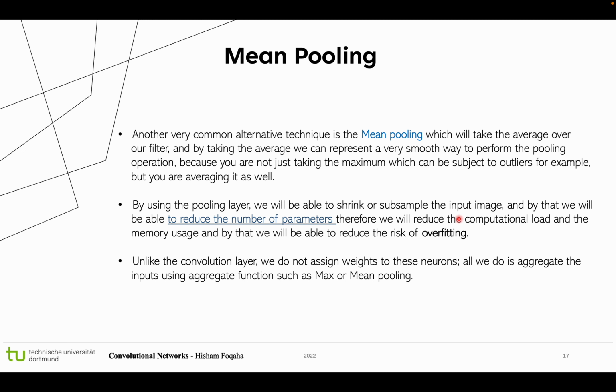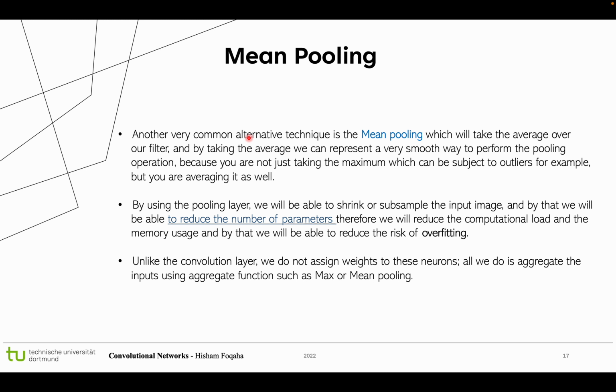Another very common alternative technique is called mean pooling, which takes the average over our filter. So here, instead of taking the maximum number, we take the average of our filter. By taking the average, we get a very smooth way to perform the pooling operation, because you are not just taking the maximum, which can be subject to outliers. Maybe there will be very high outliers, and we don't need to take these outliers. So instead of taking the maximum, we just average it.